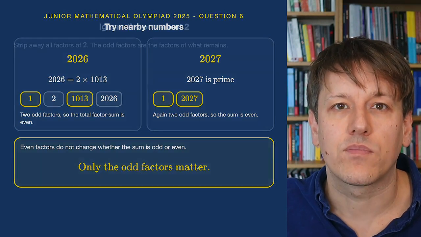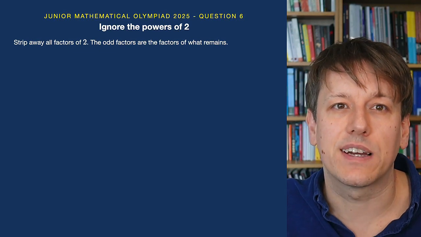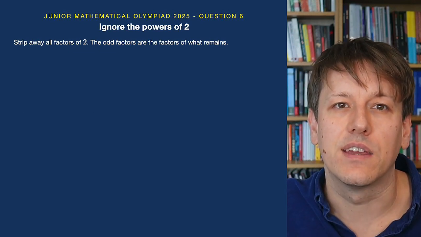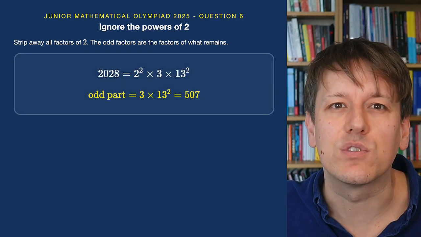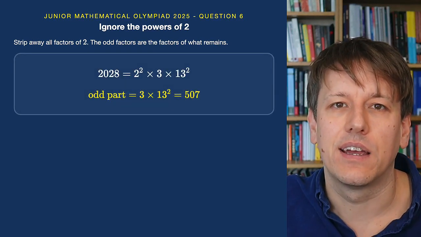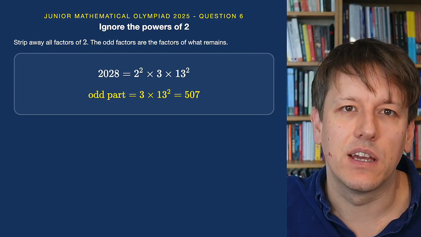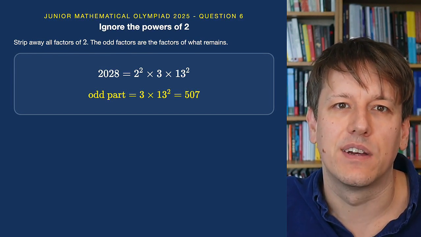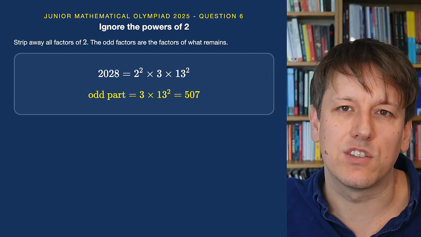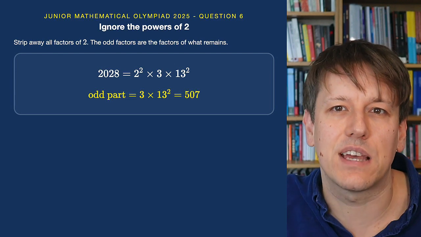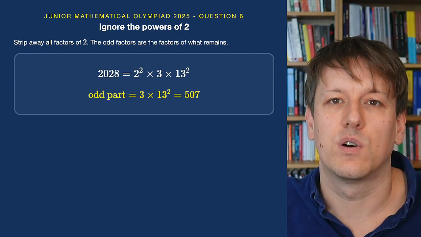It's only the odd factors that matter. And for any number, if we ignore the powers of 2 in its factorization, the odd factors are exactly the factors of the odd part that remains, if that makes sense. So for example, if we look at 2028, it's 2 squared times 3 times 13 squared, and the odd part of that is 3 times 13 squared, which is 507. But the factors that would have the 2 or the 2 squared in them are just going to give us even factors. So I can just think of the factors of 507 and try to decide if the sum of those factors is even or odd.